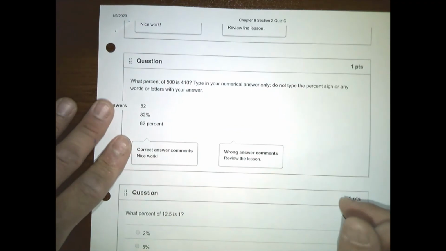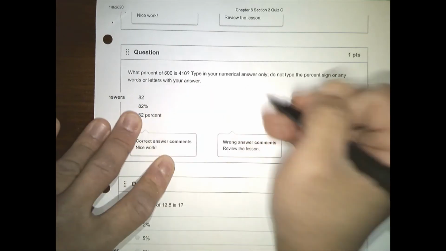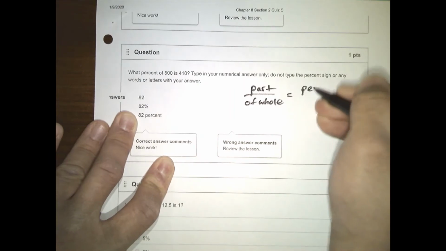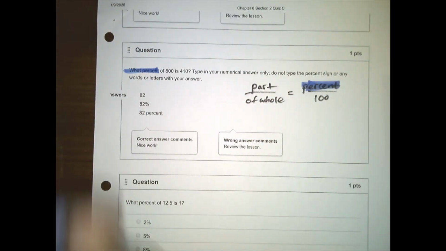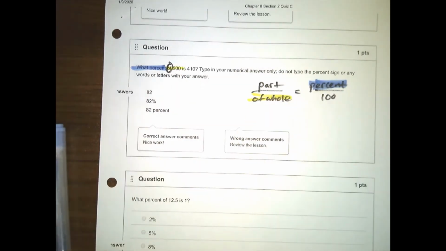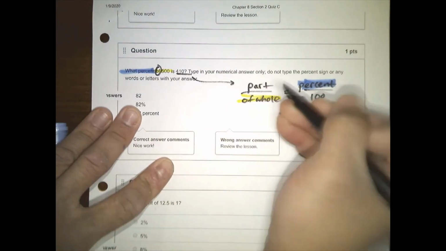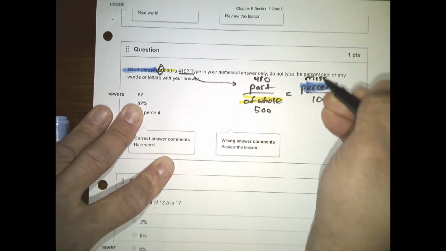So what percent of 500 is 410? So we have part of a whole is equal to percent out of 100. So we see that what percent means that the percent was not given here. And then we see the word of, so that will indicate the whole of 500. And then usually, as I mentioned, what's after the is will be the part. So is 410. So 410, 500. The percent is missing in this case.